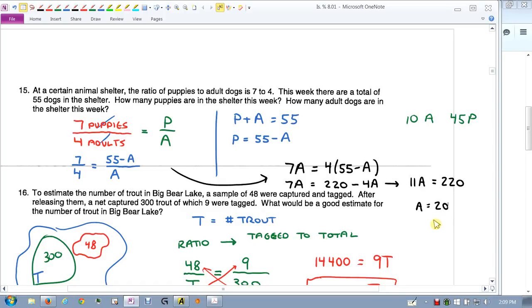So what you're saying is that you have 20 adult puppies. Adult puppies. Adult dogs. You've seen those before. They're kind of weird looking. Little heads, big body.